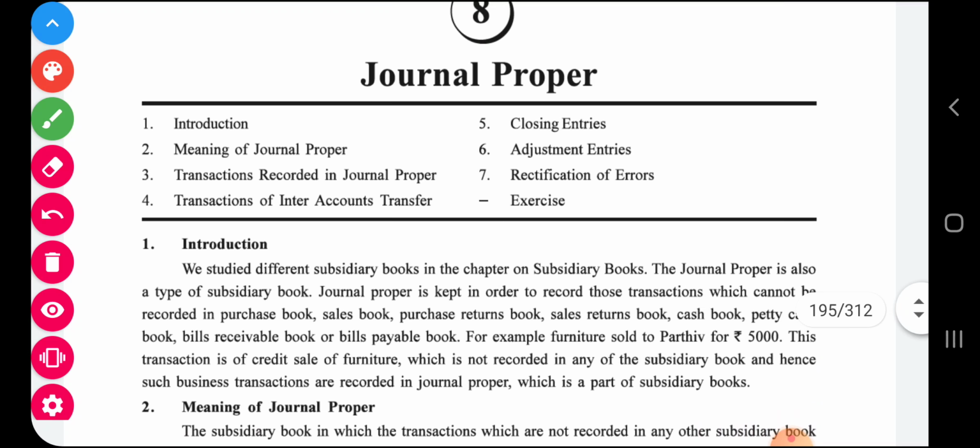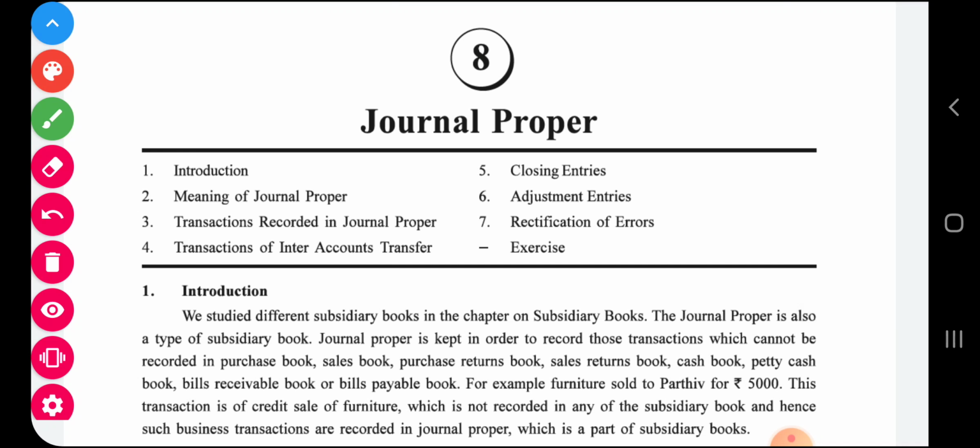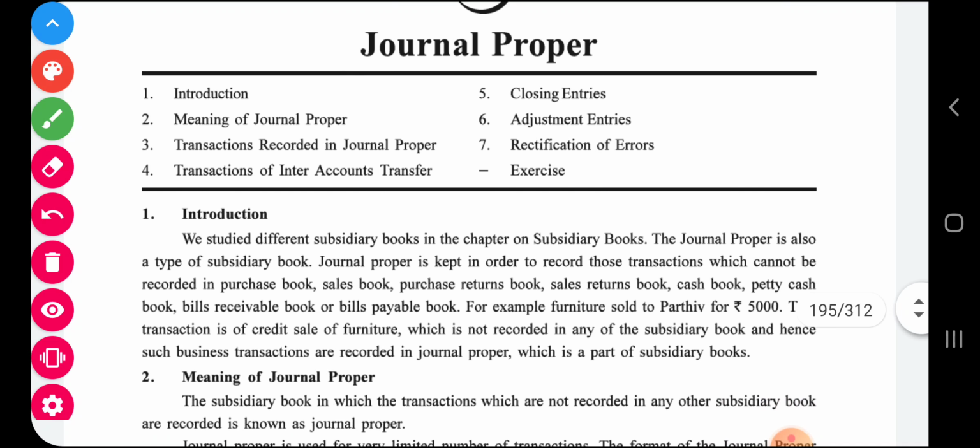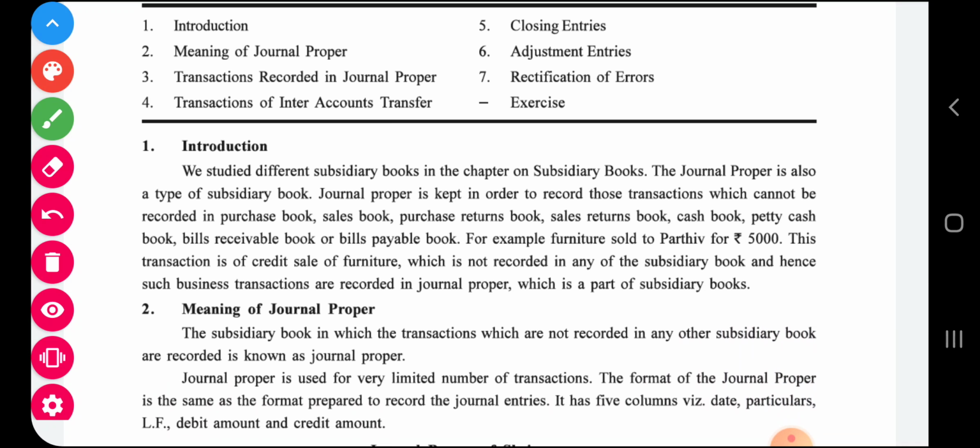It is my advice that before you begin this chapter, once again for 2 minutes, you refer to the starting of subsidiary book. જે સબસિડી બુક્સ જે છે એનું સ્ટાર્ટિંગ એકવાર રિફર કરી લેજો, બરાબર? ત્યાંથી જ તમને જર્નલ પ્રોપરની લિંક મળશે.